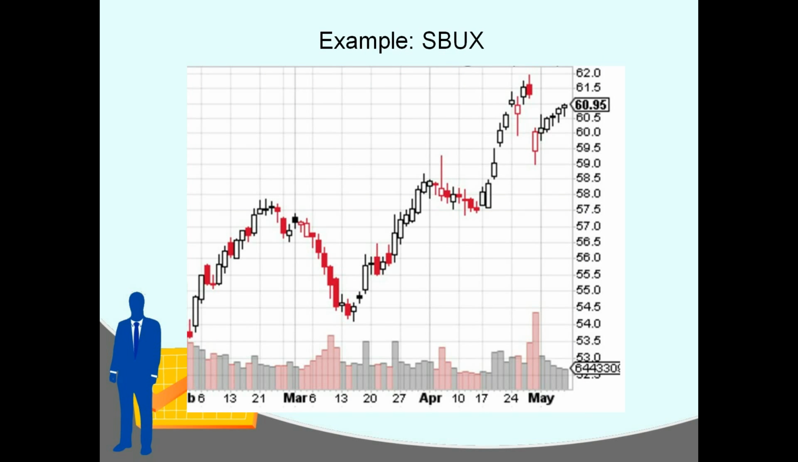So let's use a real-life example. This is Starbucks, the daily candlestick chart. And we can see, and it's not picture perfect like the drawings might be, okay? But you get the idea here, because you can see, all right, it goes up, and then it retraces, but not all the way, maybe most of the way, but not all the way. And that's part of the theory.